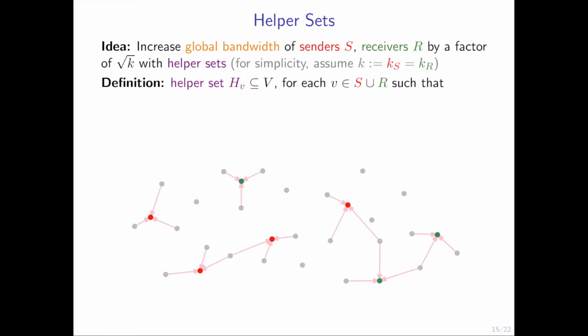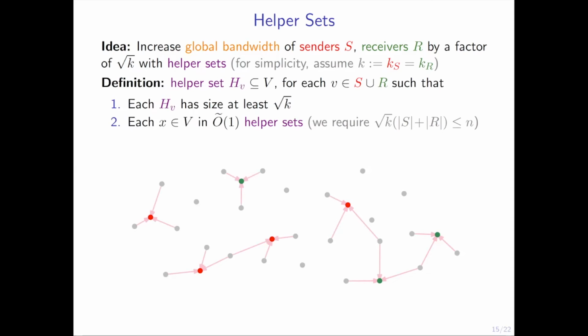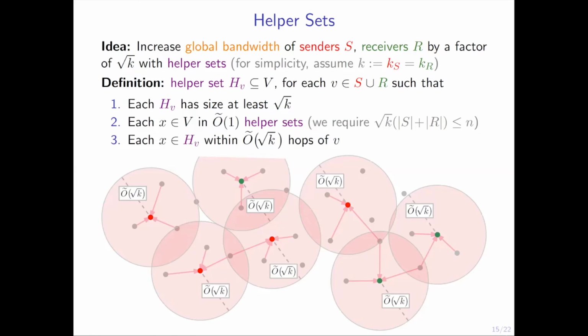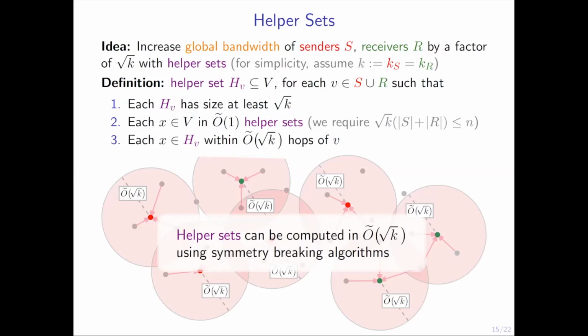Formally, we define helper sets as follows. A helper set is a subset of nodes for a sender or a receiver, such that such a subset has size at least square root of K. Each node must help at most polylog many senders and receivers. And each helper is within square root of K hops to its respective sender and receiver. So in our paper, we show that helper sets can be computed in roughly square root of K rounds. And for this, we can use very classic algorithms, namely algorithms for computing ruling sets.